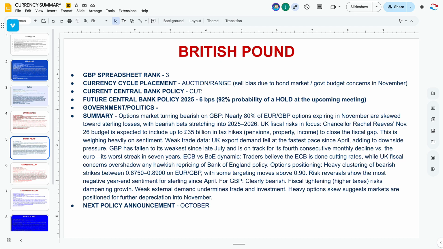Options positioning shows heavy clustering of bearish strikes between 0.875 and 0.890 on the euro pound pair, with some targeting moves above 0.90. Risk reversals show the most negative year-end sentiment for sterling since April. For the pound, clearly bearish. Fiscal tightening, higher taxes, risks dampening growth, and that's really the crux of the issue with the budget. Weak external demand undermines trade and investment. Heavy option skews suggest markets are positioned for further depreciation into November.